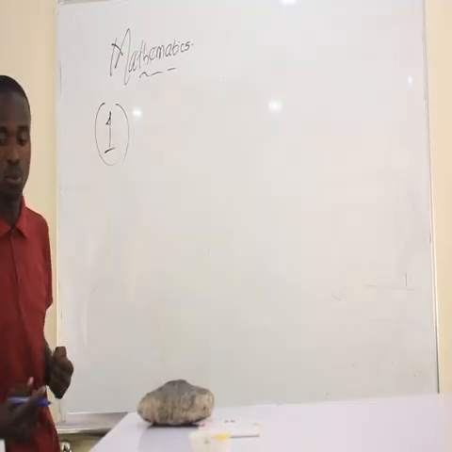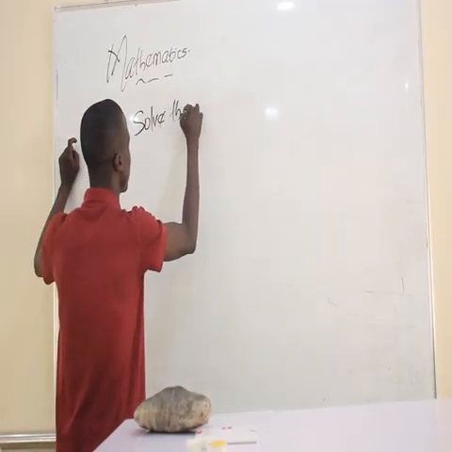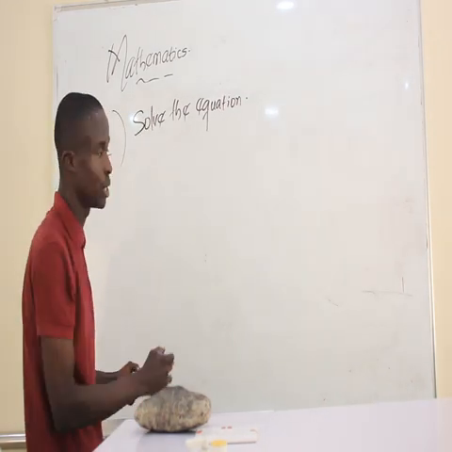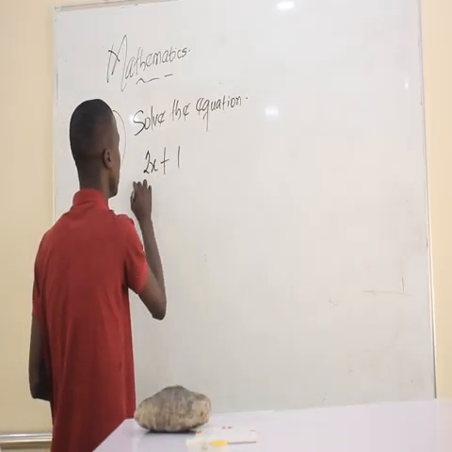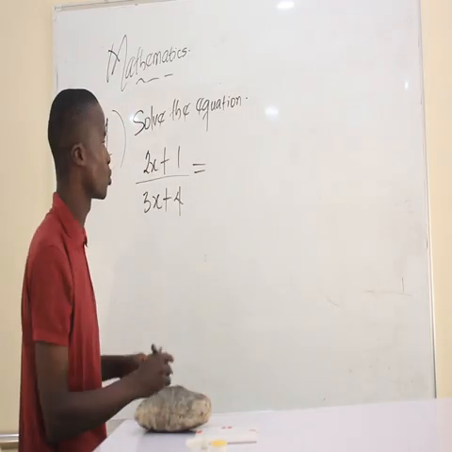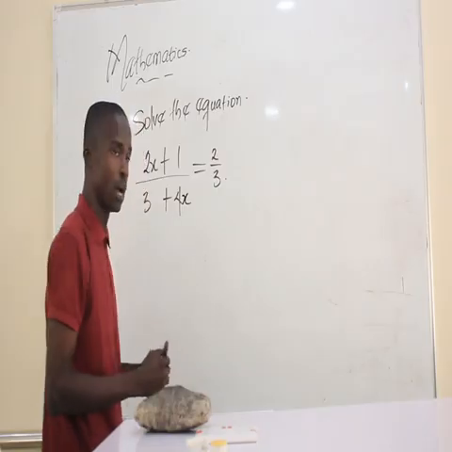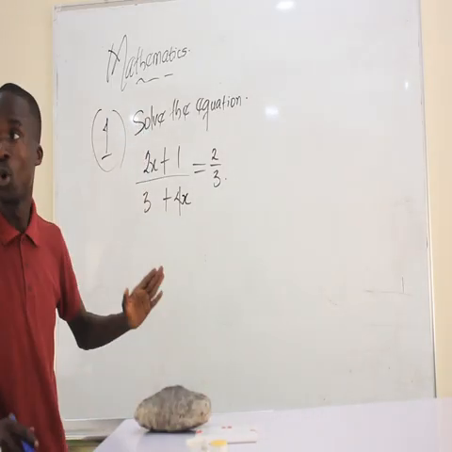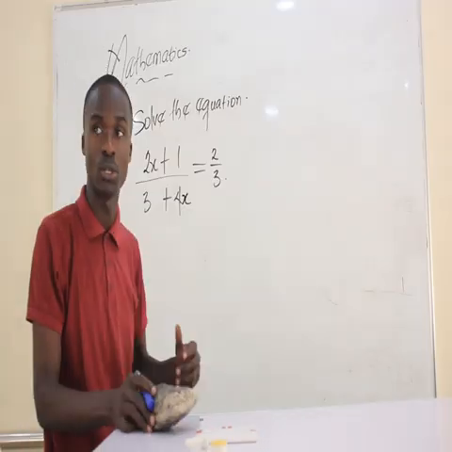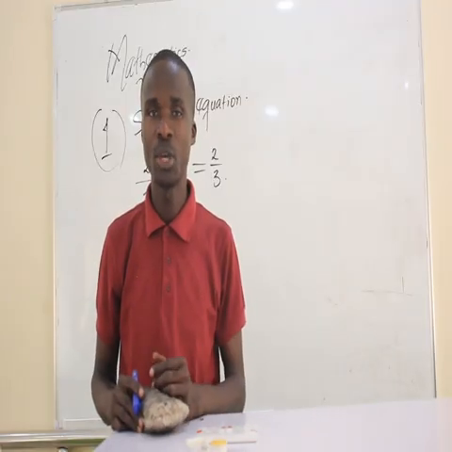Question 1. Solve the equation. The equation is (2x + 1) over (3x + 4) equals 2 over 3. Now, seeing this equation, what will you do to an equation like this? What is expected of you? The first thing for a smart student is to cross multiply. Straight away, you don't waste your time, cross multiply.